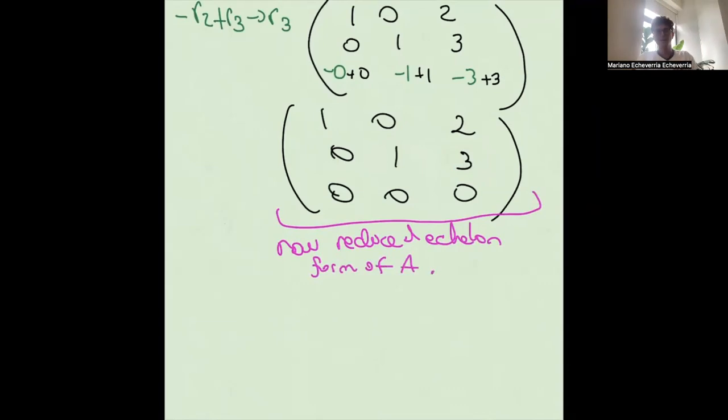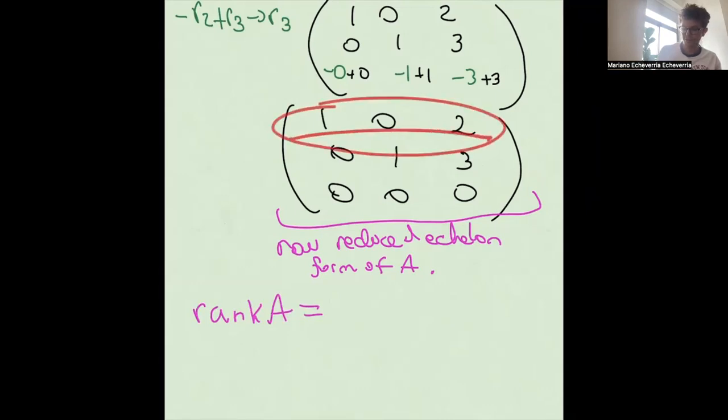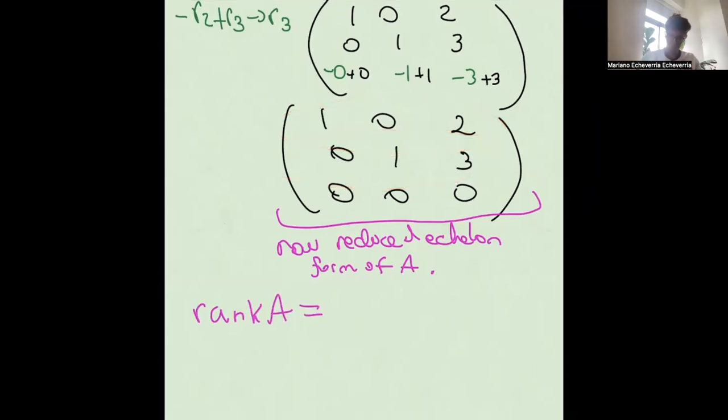Of A. And so what's the rank? The rank of the matrix is then the number of non-zero rows. So in this case, what is the rank of A? You have to count how many non-zero rows you have at the end of the process. So what's the rank in this case? Well, we have one non-zero row and a second non-zero row, so the rank is just 2, because there are 2 non-zero rows.